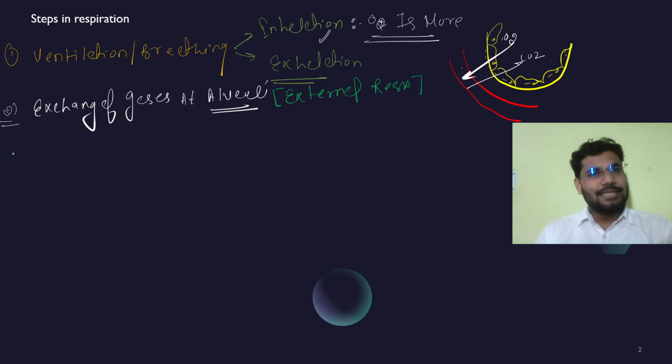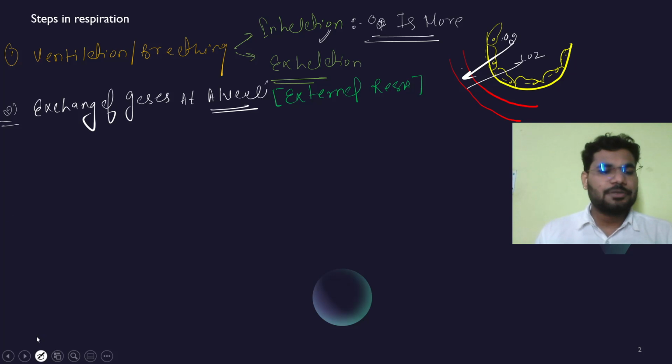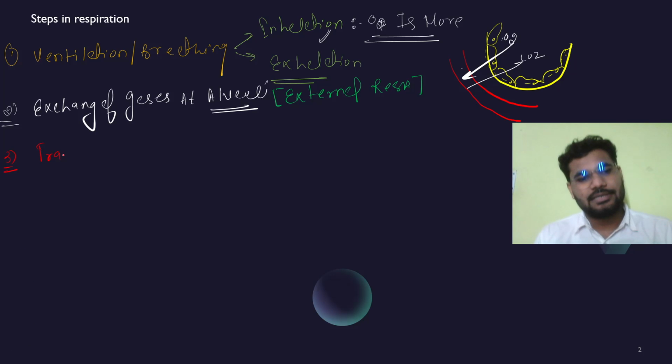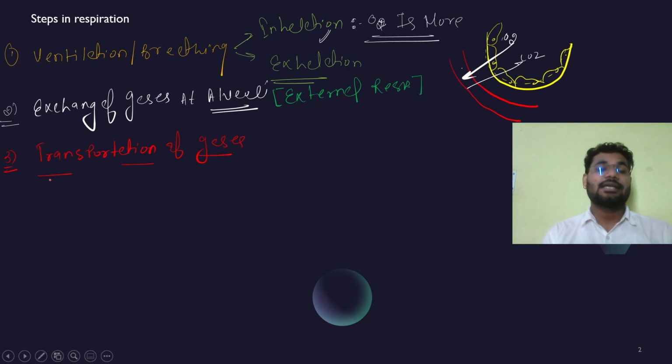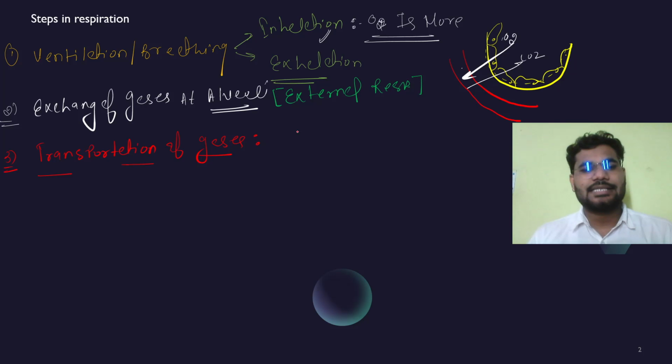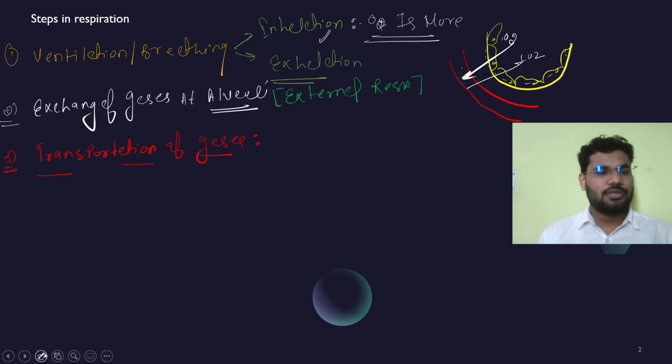Now, once the gases reach the blood, these gases need to be transported to their destiny. So the third step is called transportation of gases. In the third step, these gases would be transported. Now when we talk about the transportation of gases, RBCs play a very important role here. In the transportation of gases, these gases are transported from the alveoli to the complete body. So this is the third step, that is transportation of gases.